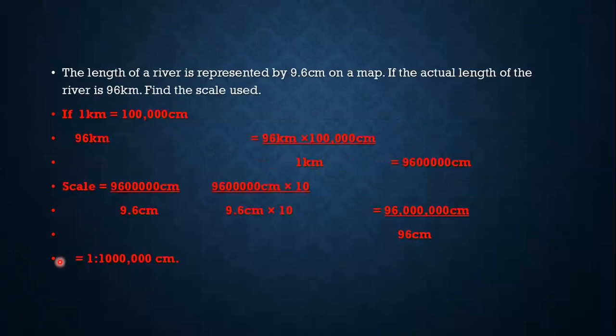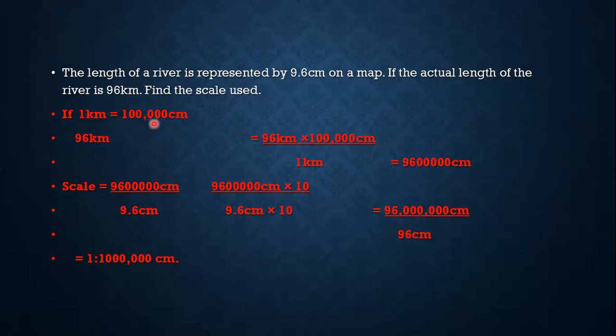Let's check if this one can also be helpful to you. The length of a river is represented by 9.6 centimeters on a map. If the actual length of the river is 96 kilometers, find the scale used. So your work is to look at the actual length. The actual length is here, as opposed to the previous one where they gave you the actual first. So 96 kilometers is the actual length of that river.